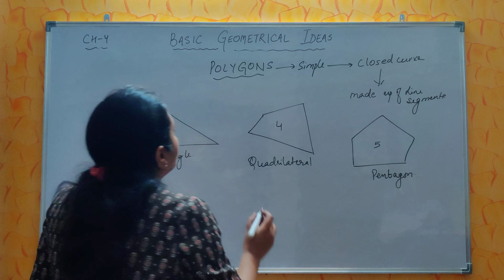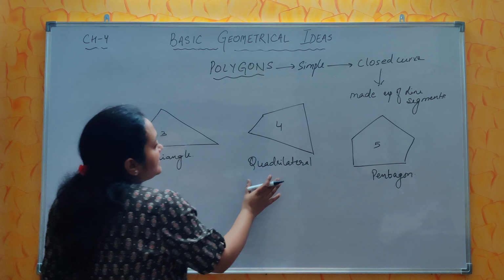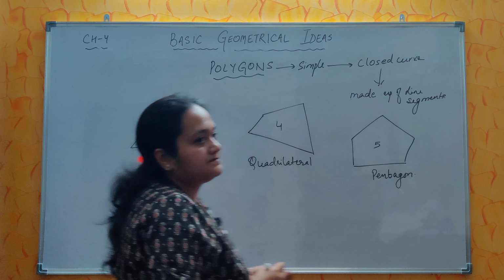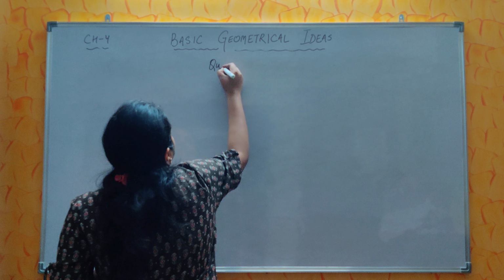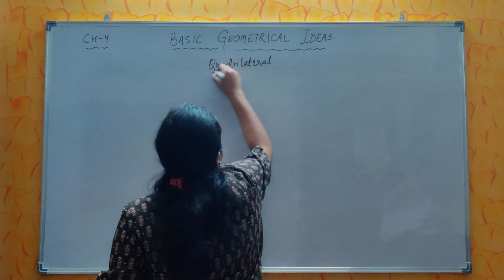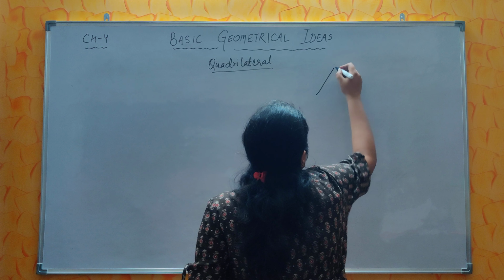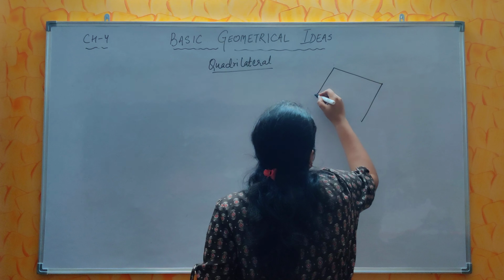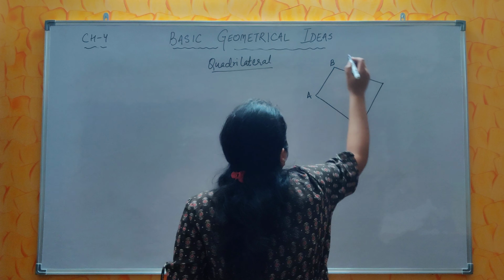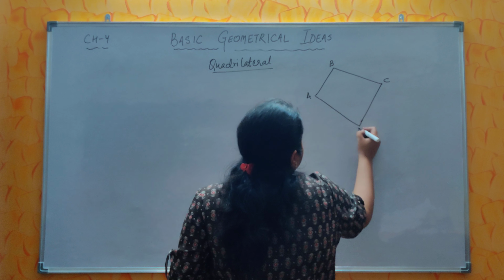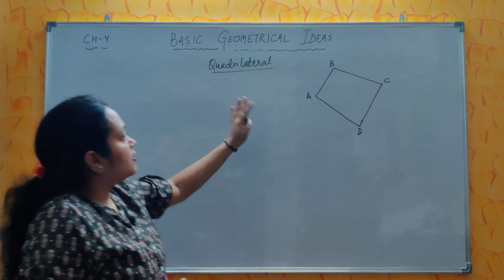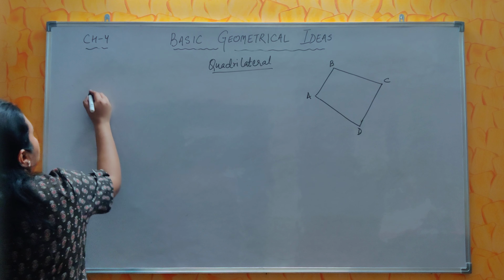Okay, now we'll take a polygon and we'll study its parts one by one. Let's take a quadrilateral. Okay, this is a polygon made up of 4 line segments: AB, BC, CD and DA. These are the 4 line segments. They are joined together to form this polygon ABCD.